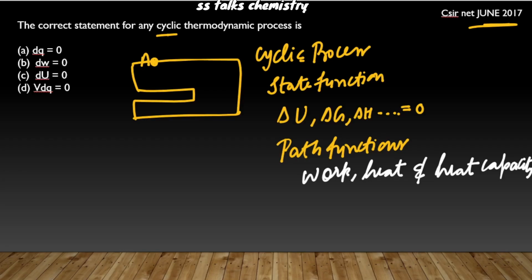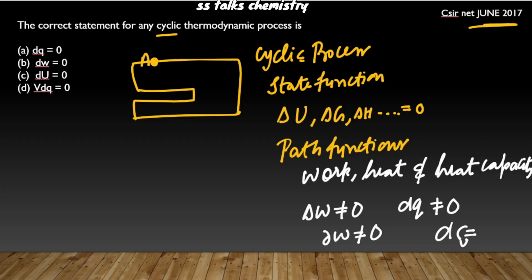That means for these, the delta W is not equal to zero because it is dependent upon the nature of the path. Or we can say dW is not equal to zero. Similarly, dq is not equal to zero. Or d of the C value, at constant volume or at constant pressure, is not equal to zero. So this scenario is there for the path functions.